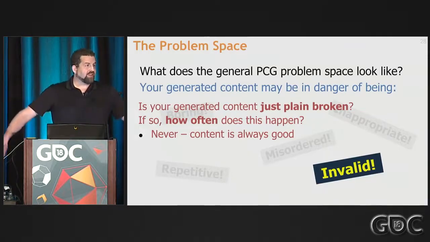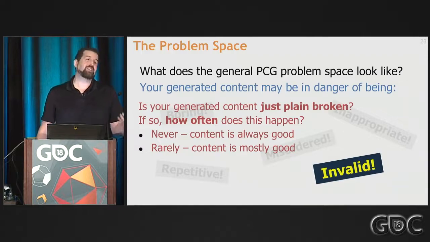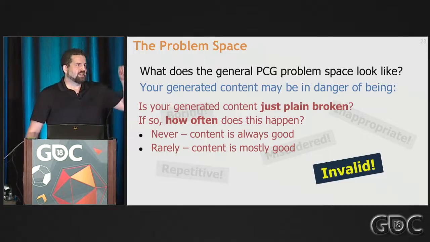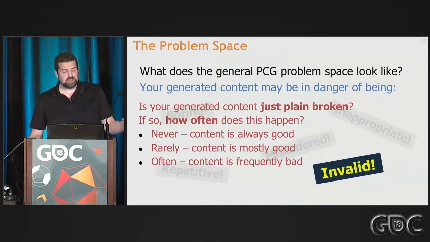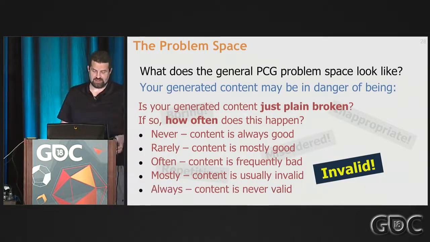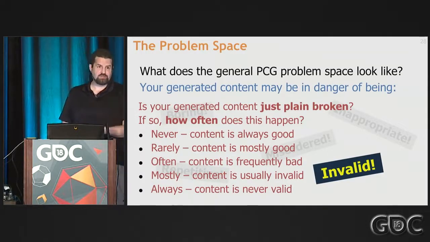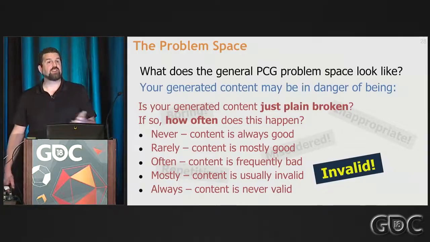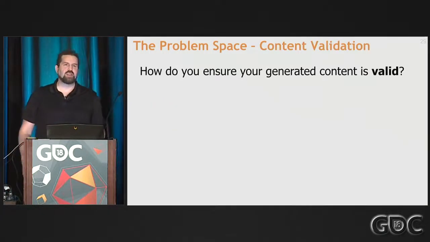Maybe you can generate content that's always good. That's great. Maybe you have content that's 90% of the time good, but occasionally you get a broken thing, right? A level that can't complete all the way through, or a puzzle that's unsolvable. Maybe it's frequently bad or usually bad, but occasionally good, or maybe your content is never valid. And that's actually fine. There are perfectly valid processes that start with invalid data and then try to work from there. So how do you make sure things you generate are valid?